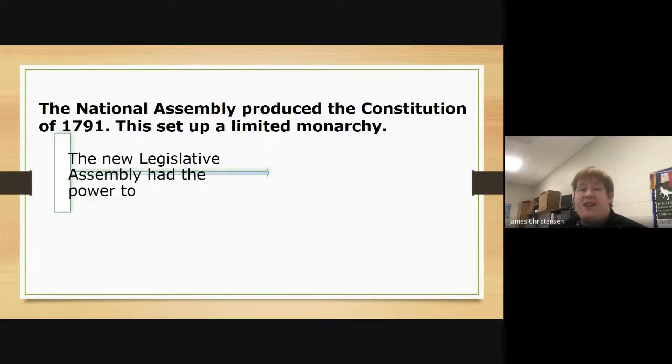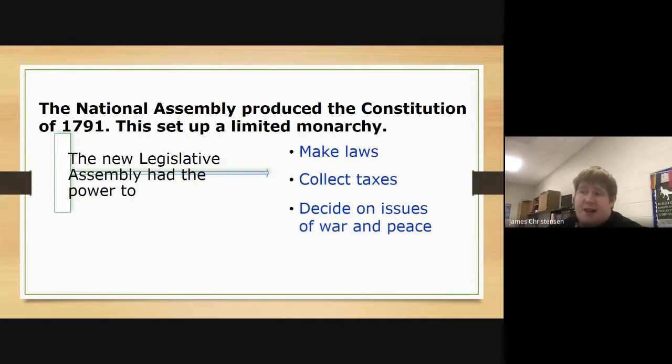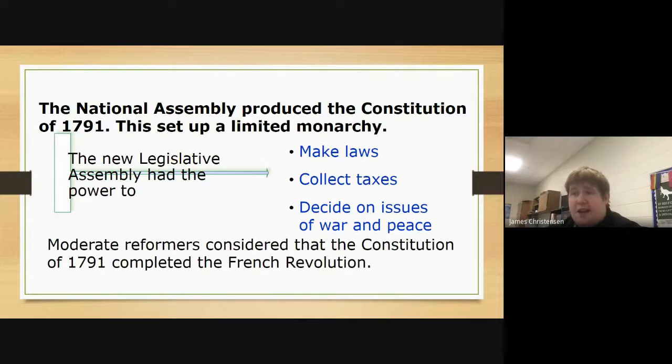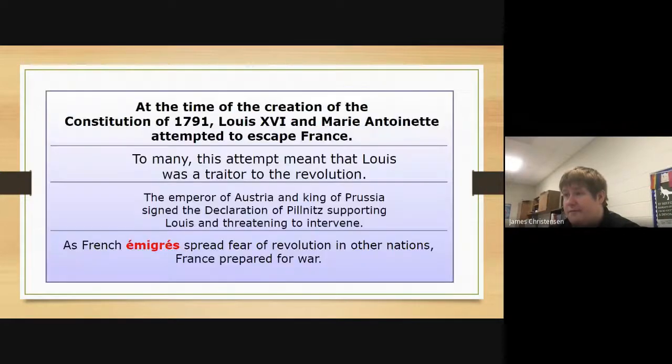So in 1791, so we're jumping ahead a little bit, the Assembly produced the Constitution. This set up a limited monarchy. This allowed the new Legislative Assembly the power to make laws, collect taxes, decide on issues of war and peace. And moderate reformers considered that the Constitution of 1791 completed the French Revolution. Mind you, the revolution is going to continue for about another 4 or 5 years.